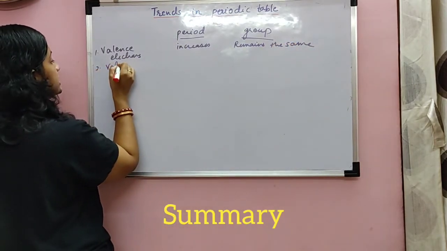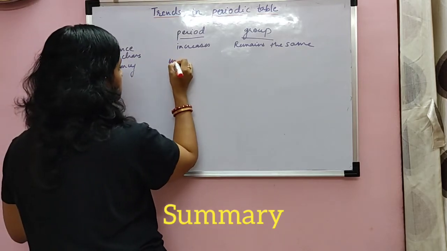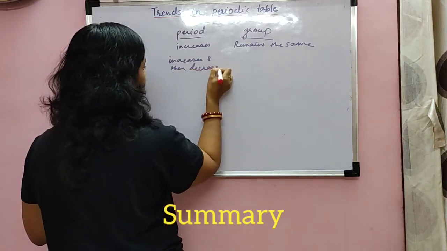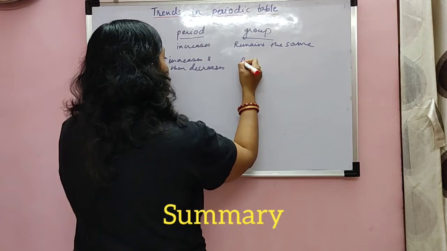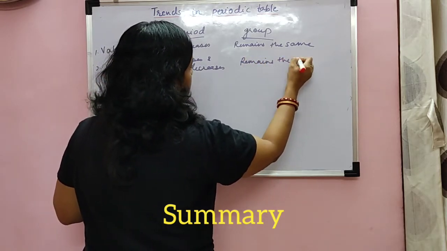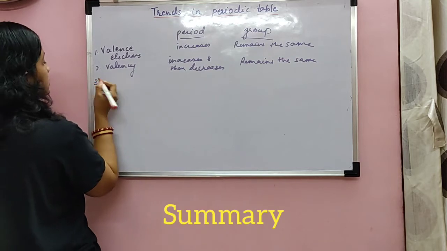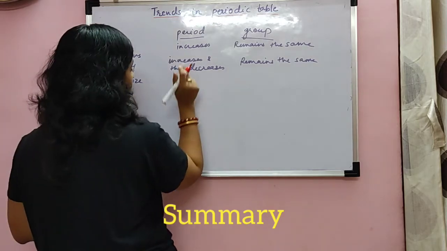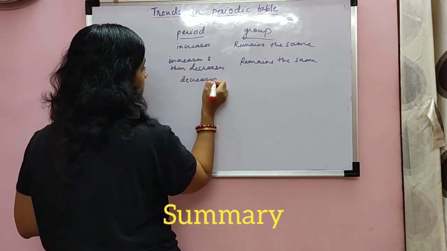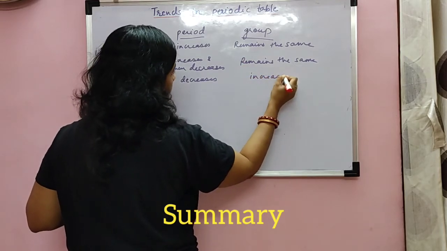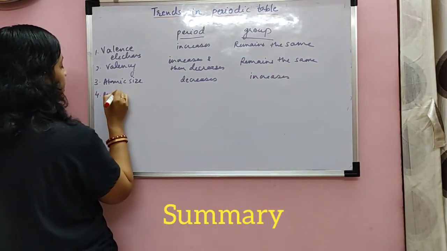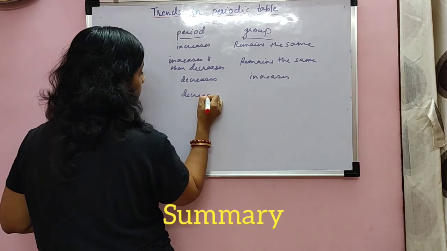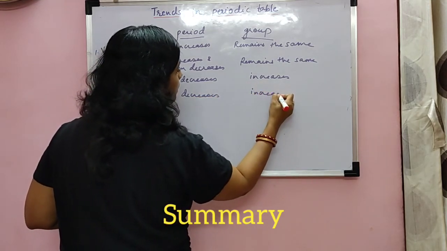Then the second one, valency. What happens to the valency in a period? First it increases and then decreases. Here in a group it remains the same. Then the third one is atomic size. Atomic size in a period, when we move from left to right, decreases, and in a group it increases. Fourth one, metallic character decreases in a period and in a group it increases.